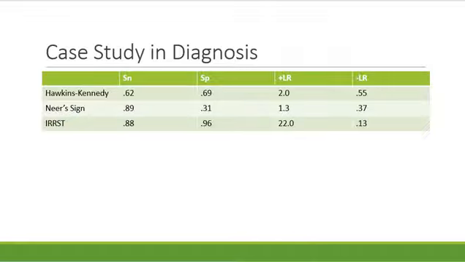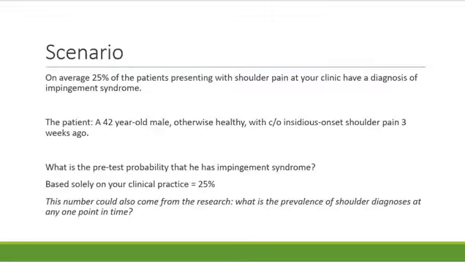So here's a case study example. Let's say you're an orthopedic PA, and a lot of patients come into you with subacromial impingement syndrome or shoulder impingement syndrome. You're going to use these 3 tests to determine if this person has subacromial impingement syndrome. Now, on average, 25% of the patients that present to your clinic have this diagnosis, so you have a pretest probability of 25%. So this is a 42-year-old male, otherwise healthy, who complains of insidious onset shoulder pain.